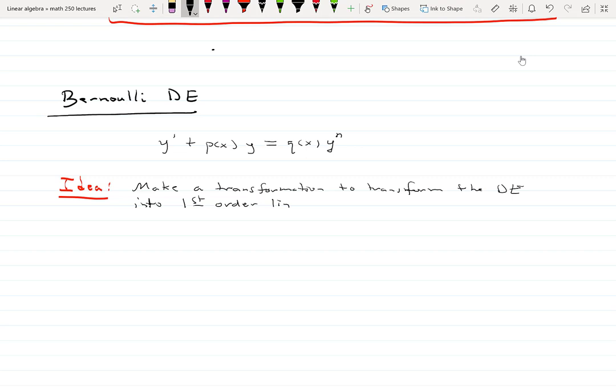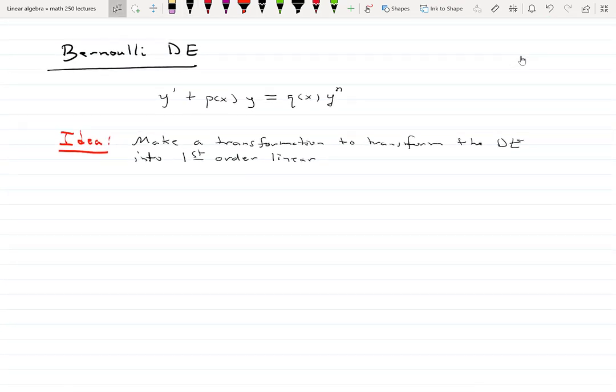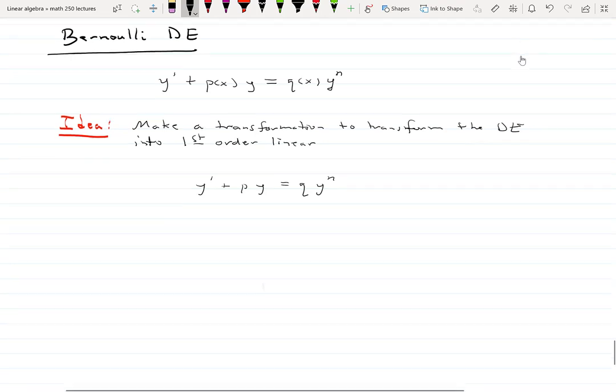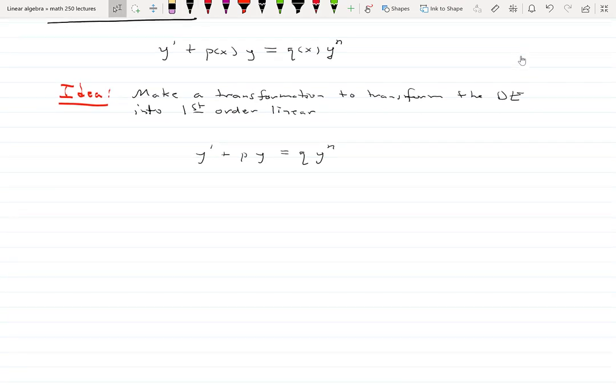Anyways, onward. Make a transformation to transform the differential equation to first order linear. Okay, so let me show you how that works. It's not hard. In fact, I personally, rather than memorize the substitution, work the idea. I perform the operations to transform the differential equation into first order linear for each differential equation without worrying about what the substitution would be. If you didn't follow what I said, I don't blame you.